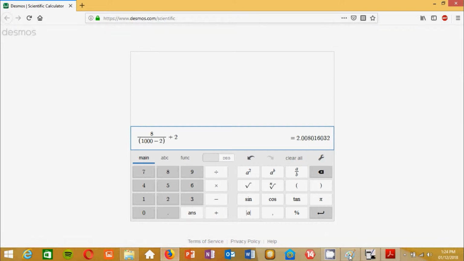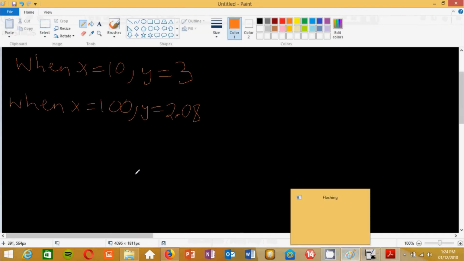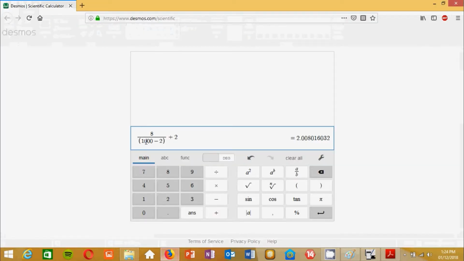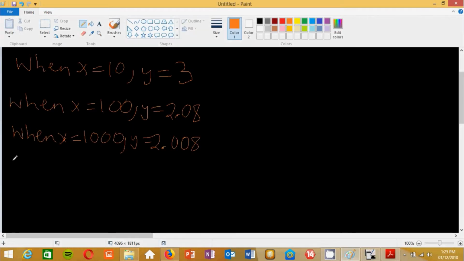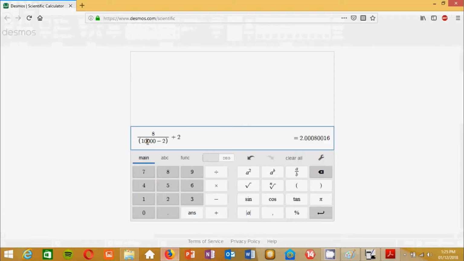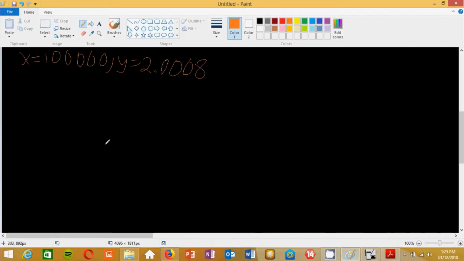What about when x is 1,000? Y is equal to 2.008. Now what happens when x is 10,000? Let's put in another 0 here. Y is 2.0008. I hope you're starting to notice a pattern here. What about when x is 100,000? Let's add in another 0. What happens? Let's add another 0 when x is equal to 1 million.